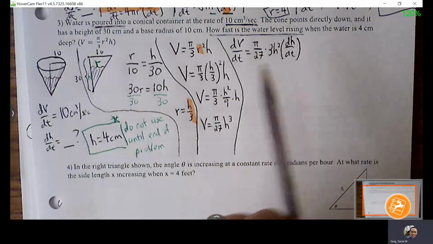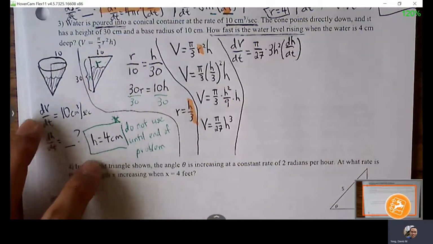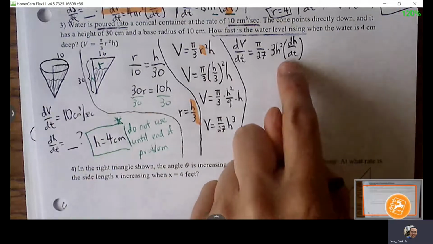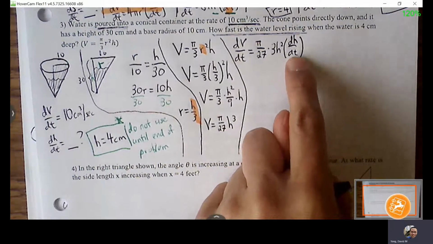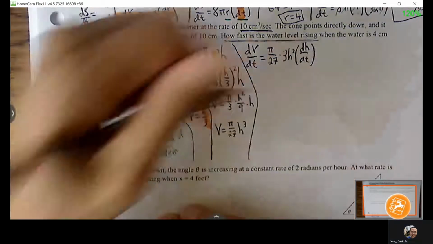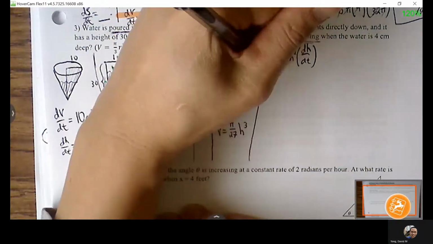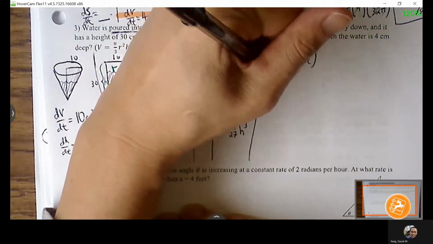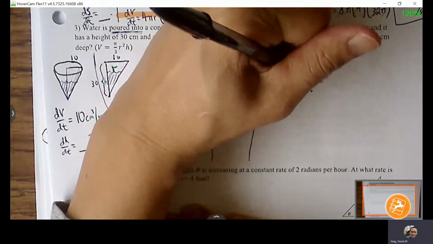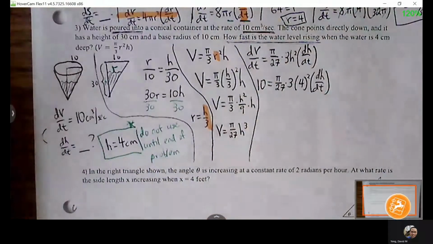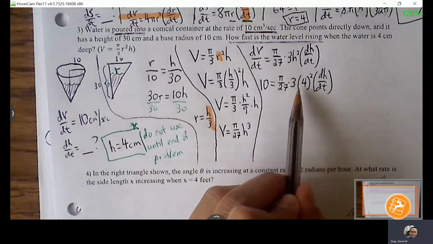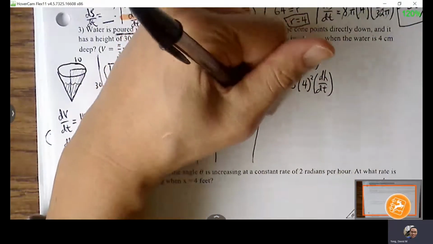Now that we have the derivative in front of us, everything that we've gathered from the beginning can be used. We can replace 10 in for DVDT, replace 4 in for H, and that will cleanly allow us to solve for that missing piece that we need, DHDT. Three over 27 is 1/9. I got that 16 there as well.